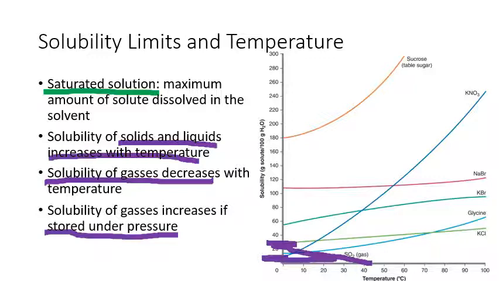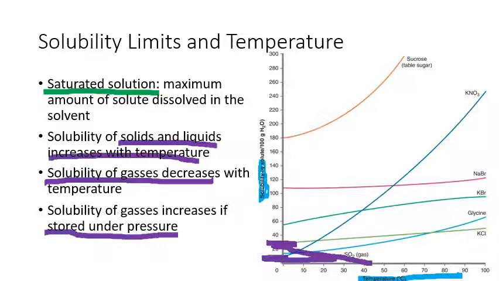So solubility is affected by temperature. Generally, solids and liquids are more soluble as the temperature goes up. For gases, as the temperature goes up, solubility goes down. For any of these types of charts, temperature is, in this case, down here on this axis, and on this axis right here is the solubility, how many grams of something you can dissolve.